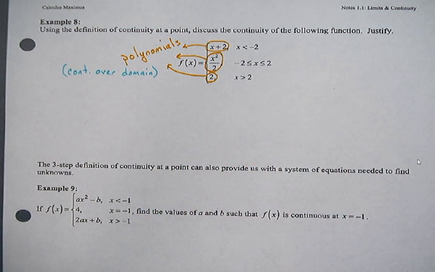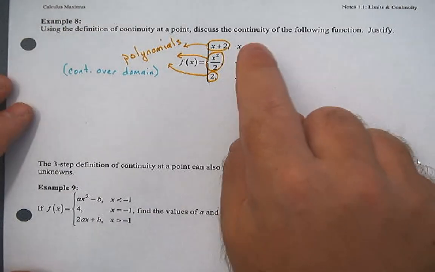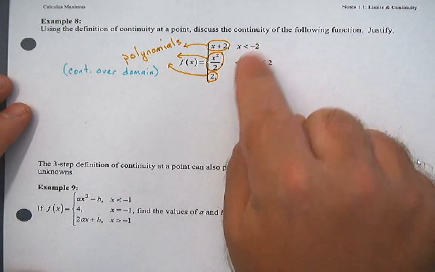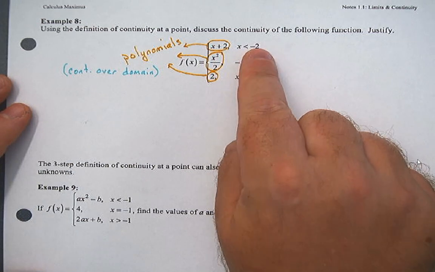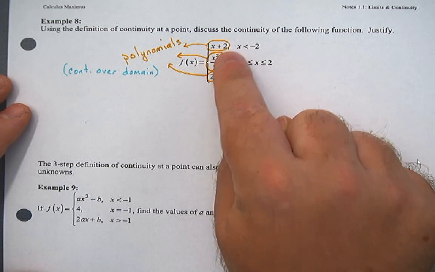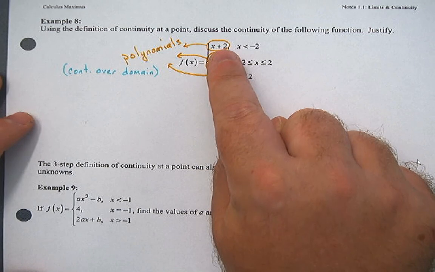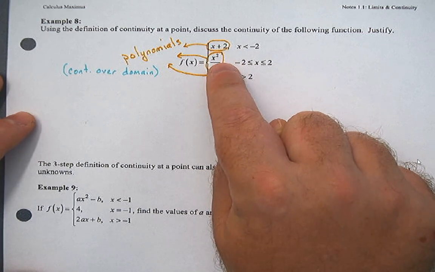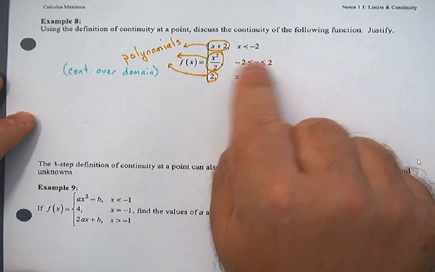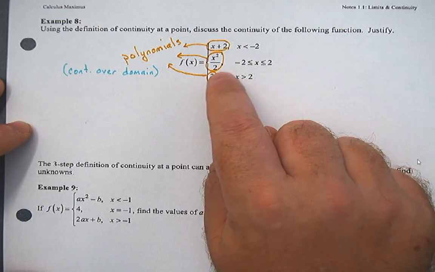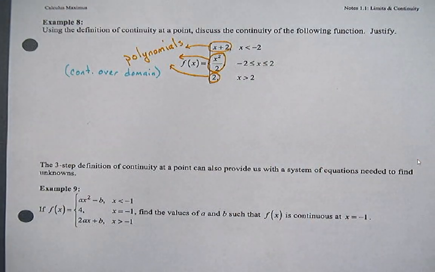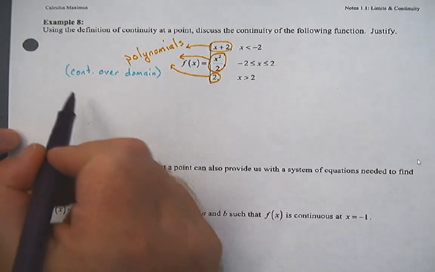What I don't know is what happens when we transition from one to the next. What I don't know is what happens at x equals -2. What happens when I go from this equation to this equation? What happens at 2? So I know that all of these are continuous. What I don't know is what happens when they transition from one to the next. So let's look at what happens there.